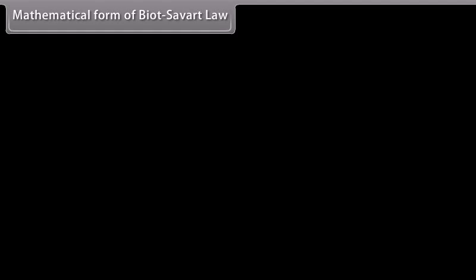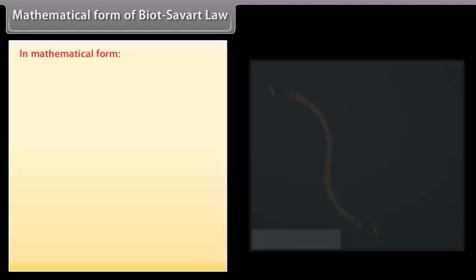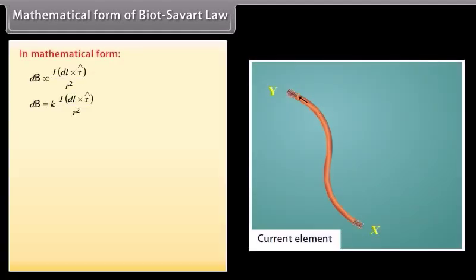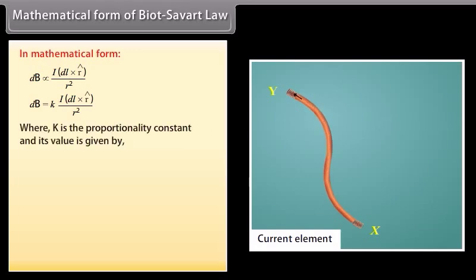Mathematical form of Biot-Savart Law. In mathematical form, dB is equal to k multiplied by I and cross product of dl and r cap divided by r square, where k is the proportionality constant and its value is given by mu naught upon 4 pi.